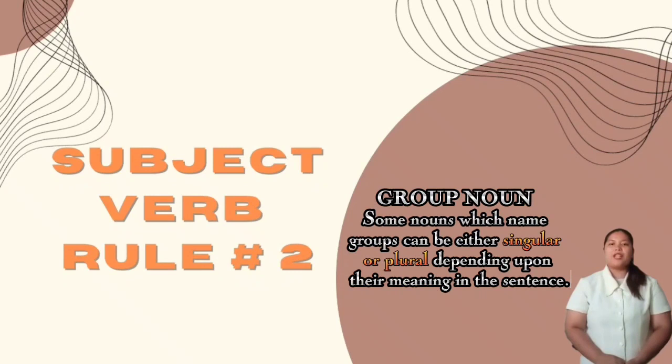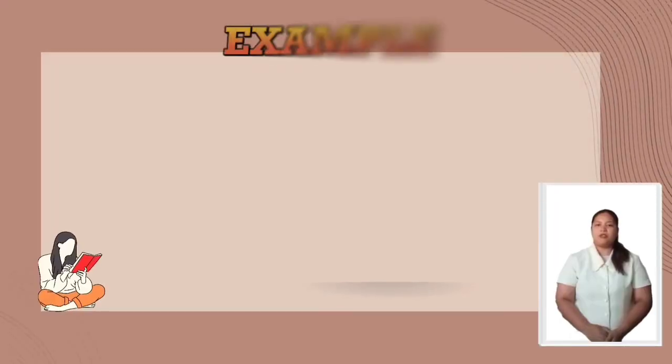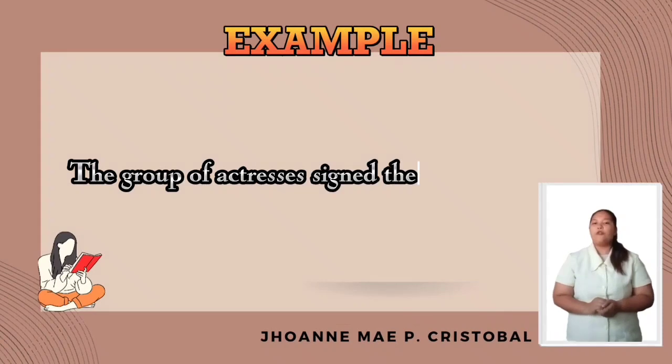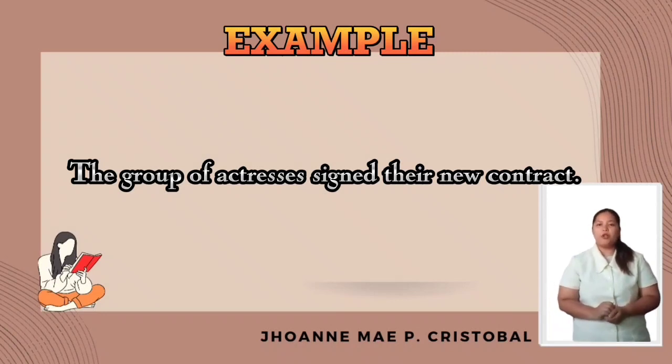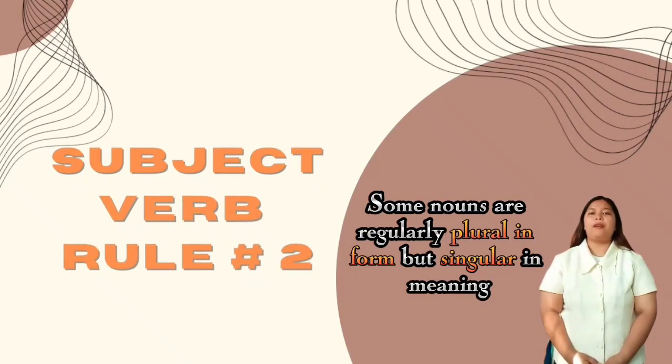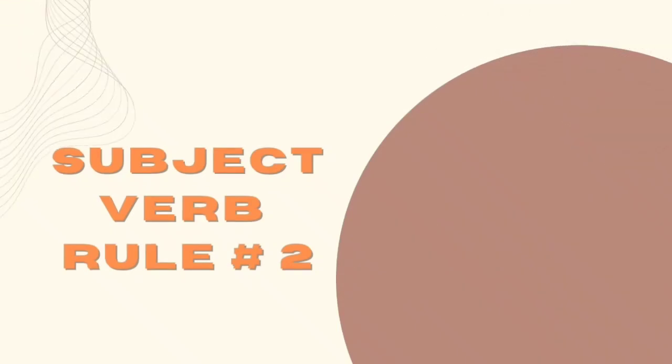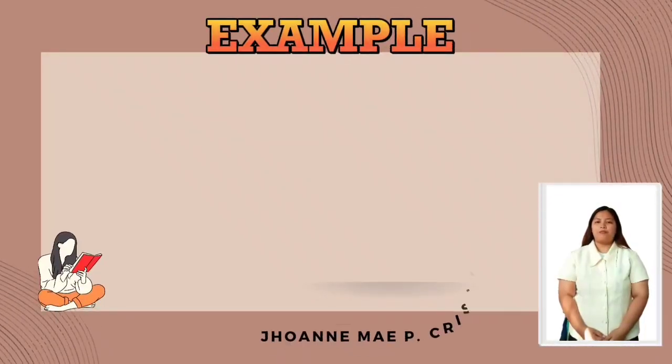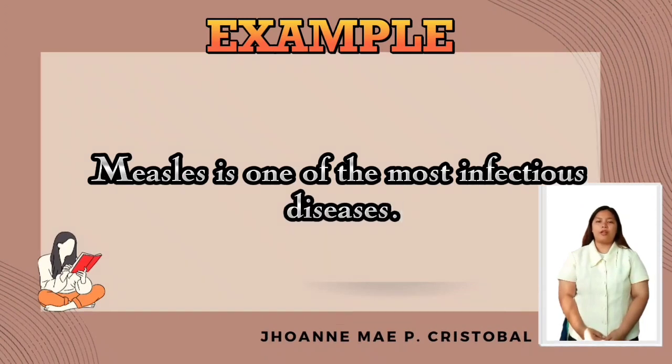Group nouns. Some nouns which name groups can be either singular or plural depending upon their meaning in the sentence. Example, the group of actresses signed their new contract. Actresses, plural, signed is plural form. Some nouns are regularly plural in form but singular in meaning. For example, measles is one of the most infectious diseases. Measles, singular form, is singular form.